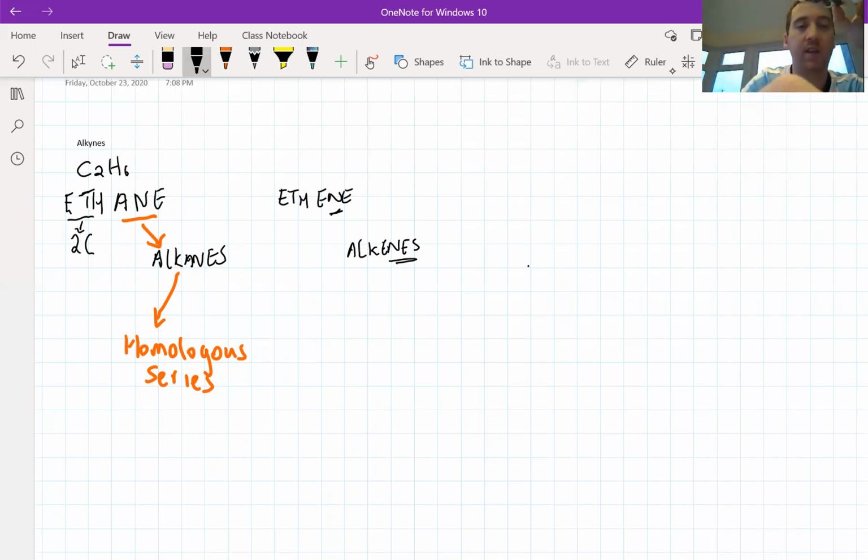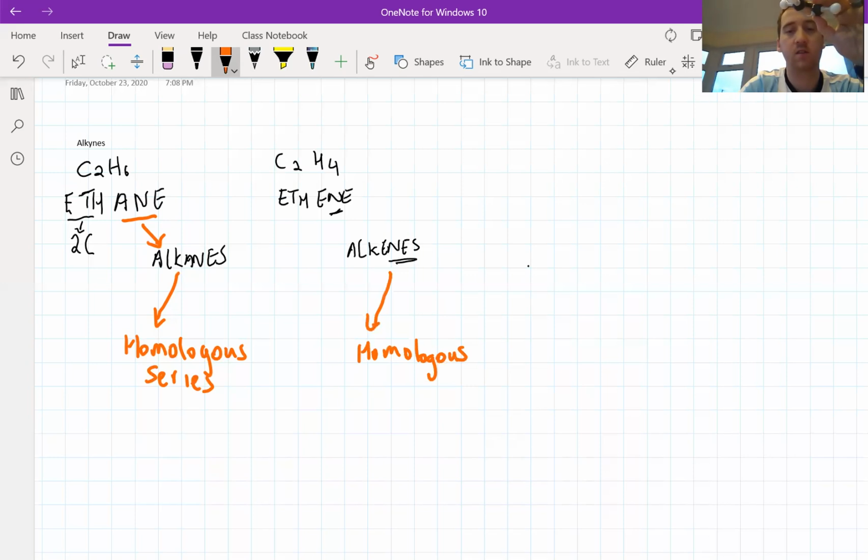Okay, the formula for ethene is C2H4, like this. Remember, the alkenes are yet another homologous series. So they are a second homologous series, a different group of chemicals, and all of the alkenes will have this C double bond C in them. They will all have that functional group.